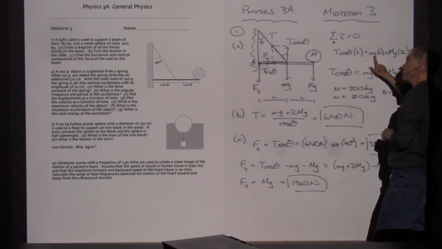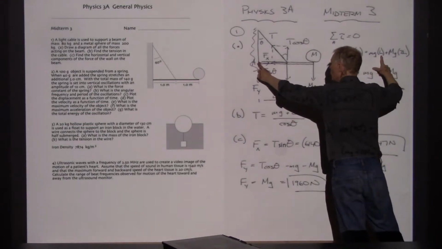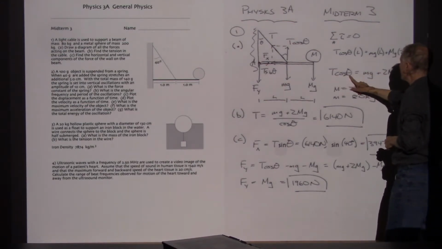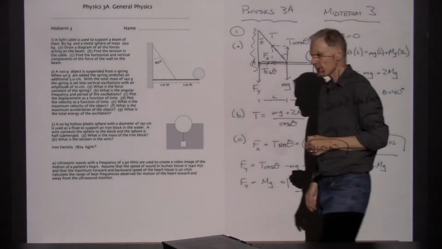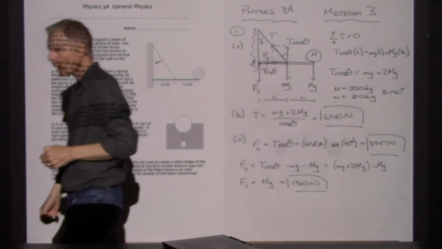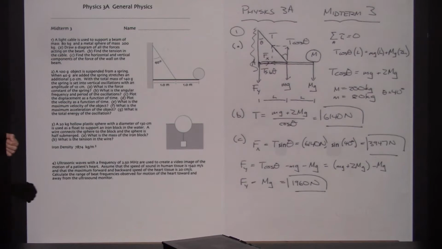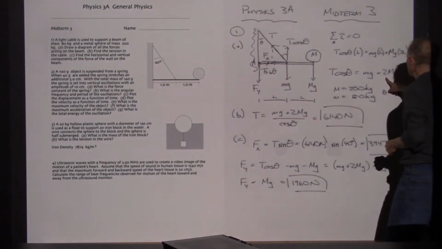And then little mg has a lever distance of 1 meter around point A. But big mg has a lever distance of 2 meters. So this says that T cosine theta, all the L's drop out, equals mg plus 2mg. We're used to seeing these factors show up based on lever distances. And so once again, that's what we're seeing show up in this example with the factor of 2 here.